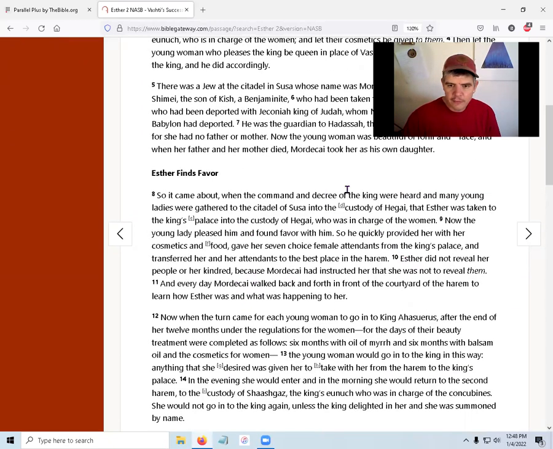Now, look at this. Esther was taken to the king's palace in the custody of Haggai, who was in charge of the women. Now the young lady, Esther, pleased Haggai, found favor with Haggai. So he quickly provided her with cosmetics and food, gave her 7 choice female attendants from the king's palace, transferred her and her attendants to the best place in the harem. Yikes. Now, Ruth is not in a harem. She don't have attendants, but let's see, where was that? Cosmetics. Yeah.